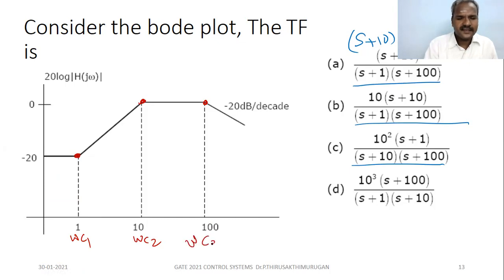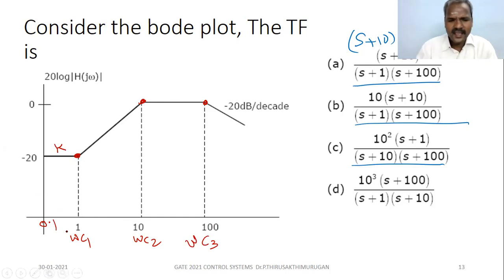Omega C3. So this would be 0. We can take it as 0 or 0.1, since we don't know exactly, because it is in decades. Anyway, up to omega C1 the magnitude is constant. Constant means this contributes a gain K value. The slope is 0.